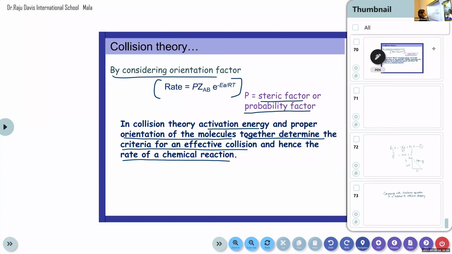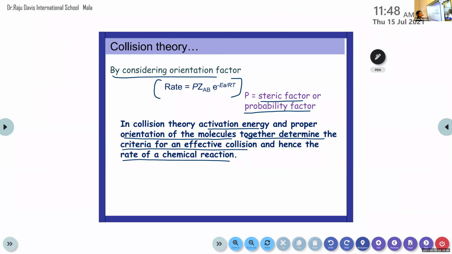Is this clear now? So the final equation becomes rate equal to P ZAB e raised to minus EA by RT. P stands for steric factor or probability factor, ZAB is collision frequency, then e raised to minus EA by RT is the fraction of molecules having energy greater than or equal to activation energy. That's about the collision theory of chemical reactions suggested by Max Trautz and William Lewis.